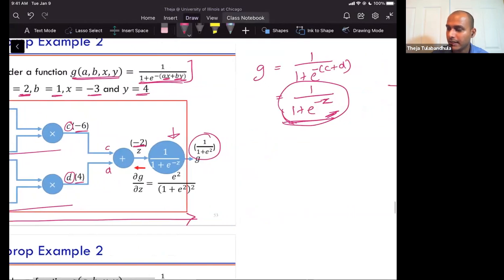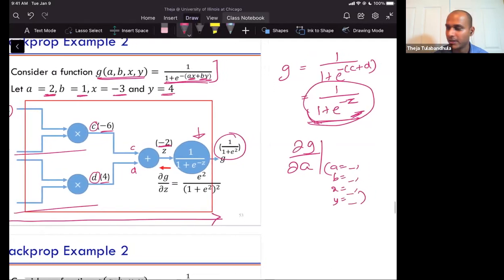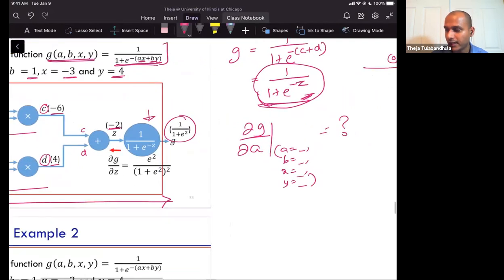So I just want to find the gradient of g, for example, with respect to a, given that a is equal to something, b is equal to something, and x is equal to some value, and y is equal to some value. There are four values here. I mean, the values are written there. I didn't want to repeat it. a is equal to 2, b is equal to 1, x is equal to -3, and so on. Okay. So just tell me the gradient of this. So how do I find this gradient? And similarly, not just a, can you tell me the gradient of g with respect to b, and so on?